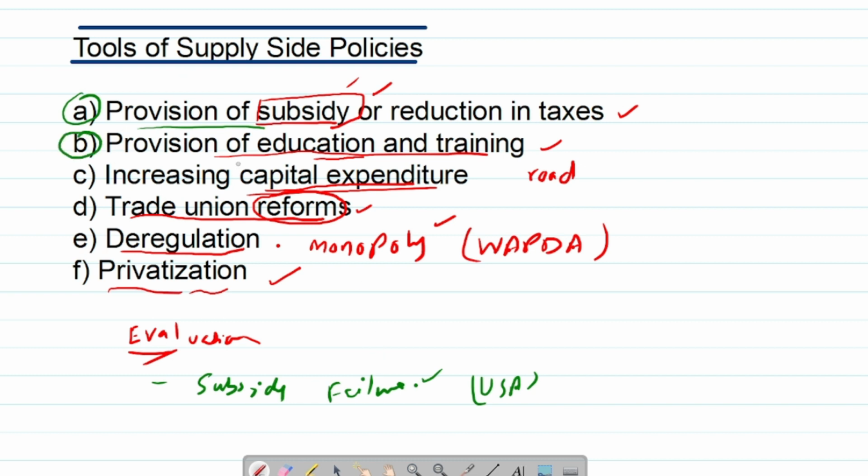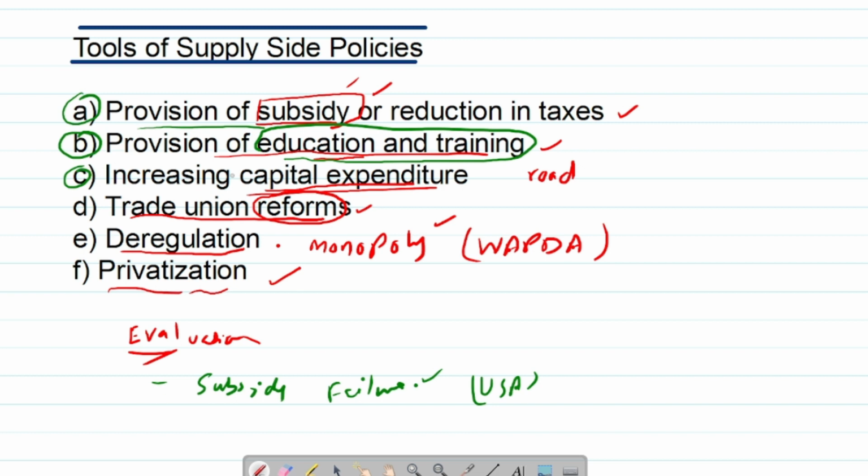Provision of education and training. When the government provides education and training to the workers at its own cost, workers may take it for granted, and when they take it for granted, they don't learn new skills, and when they don't learn new skills, their efficiency and productivity will not rise, output may not rise, and unemployment may not be controlled. So this is again the drawback of subsidy of education and training provided by the government. So it may fail the policy.